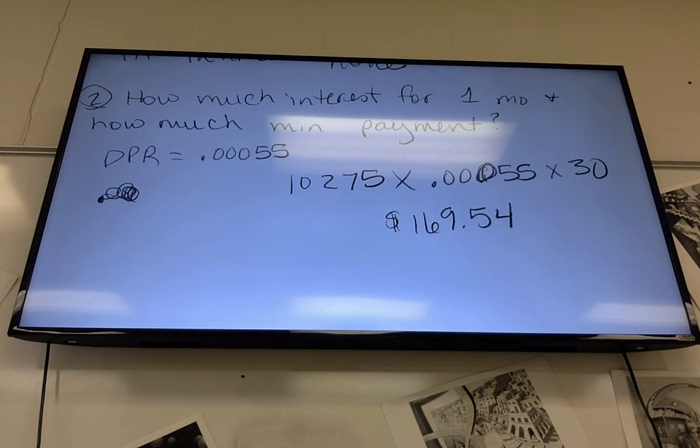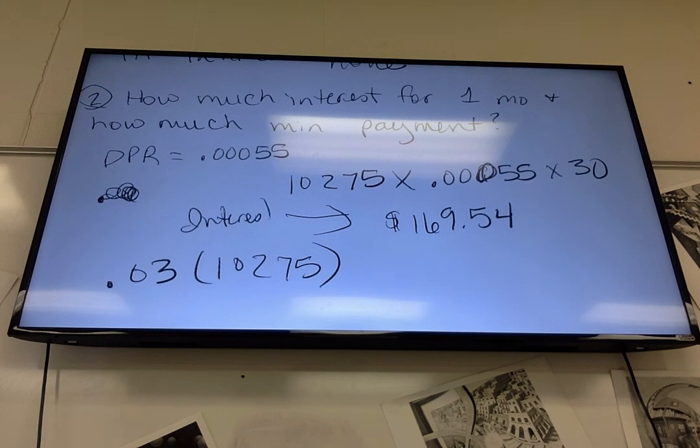Then the minimum is 0.03 because 3% times 10,275. And the minimum payment is $308.25. Again, over half of that is going to interest. So you got to be super careful there.